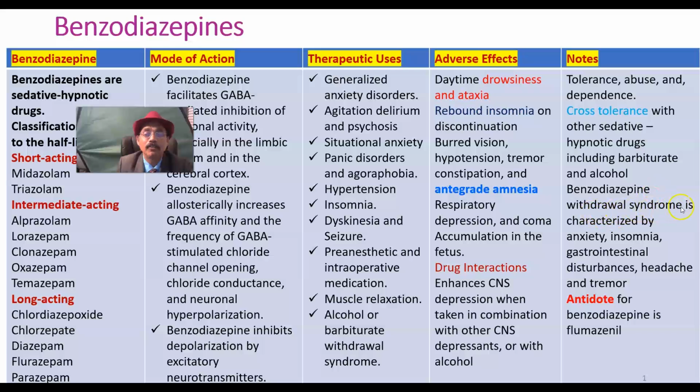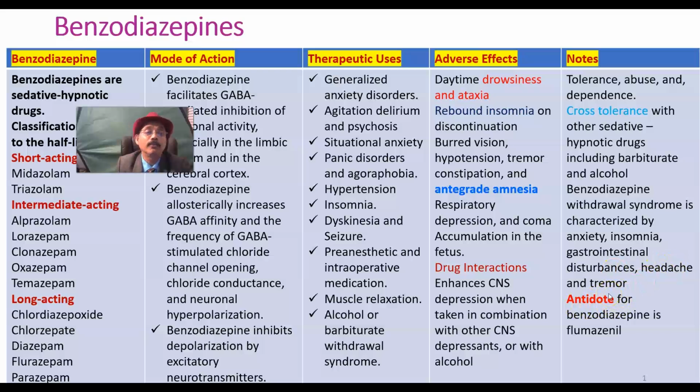Benzodiazepine withdrawal syndrome: if a person is abusing benzodiazepine and doesn't get the medication, he may develop withdrawal syndrome, manifested as anxiety, insomnia, gastrointestinal disturbances, headache, and tremor.